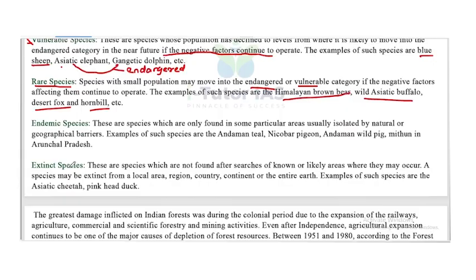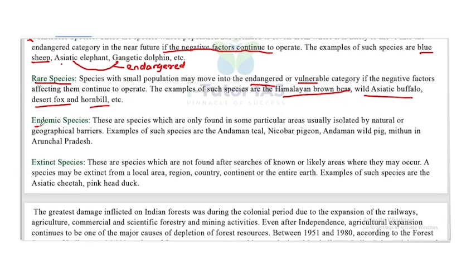Next one is endemic species. These are species which are only found in some particular areas, usually isolated by nature or geographical barriers. So these species can be seen only in particular areas. Examples: Andaman teal, Nicobar pigeon, Andaman wild pig, Mithun in Arunachal Pradesh. So these are the species only seen in a particular area or place. That is endemic species.